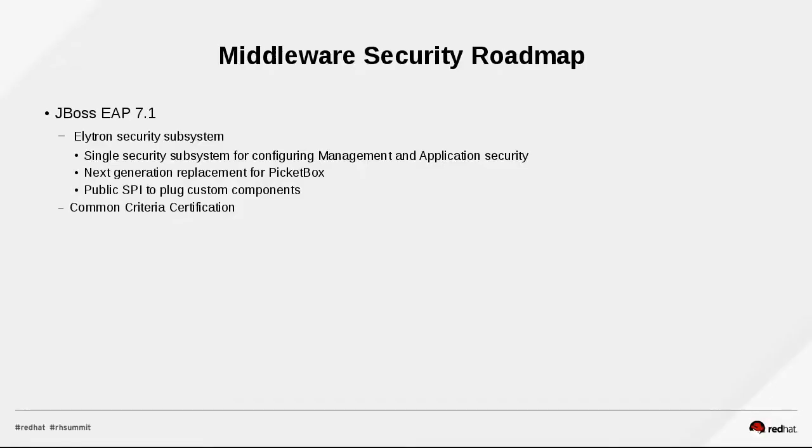for identity management. All right, so this is probably the last slide, just to give you a flavor of what we are planning for the next 12 months on the middleware side in terms of security. So currently JBoss EAP 7.0 was just announced in Summit, and we are working on JBoss EAP 7.1. And one of the key new features of that is the Elytron security subsystem that we would bring to market in EAP 7.1. So that would provide you a single subsystem for configuring management as well as application security.